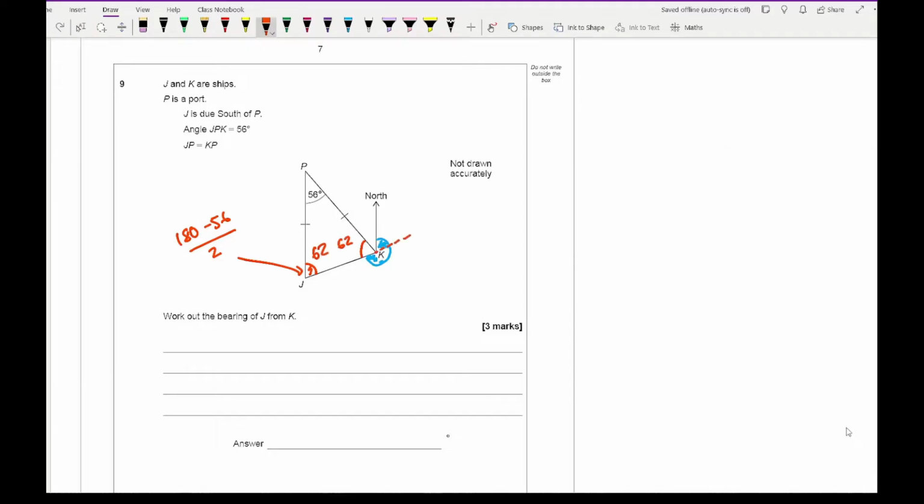Now if I extend this line out, what you'll find is that this angle here is also 62, and the reason for that is because it is corresponding. It's like an F angle. Now if this angle here is 62 and this angle here is 180, then the bearing of J from K is going to be 62 plus 180, and that's going to give me an answer of 242 degrees, which is stated there.